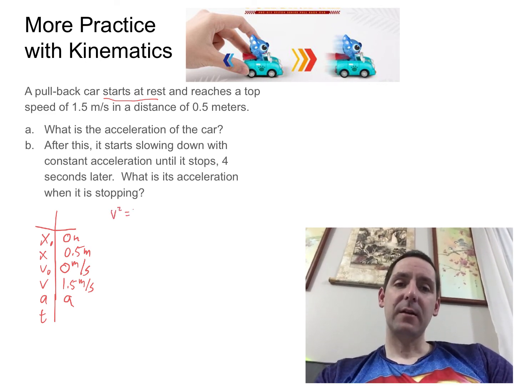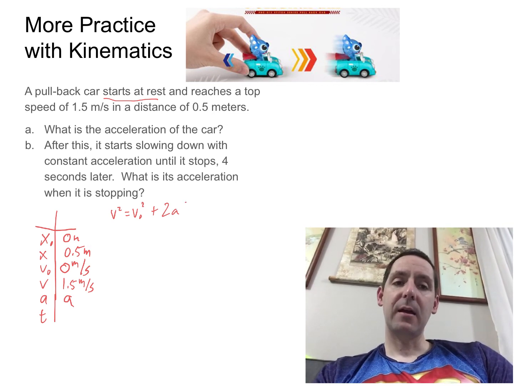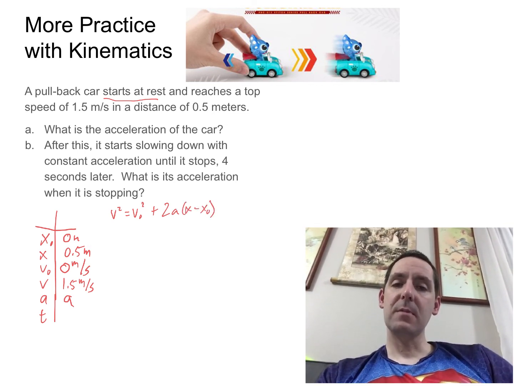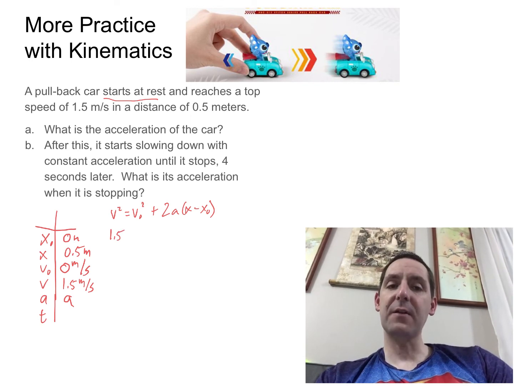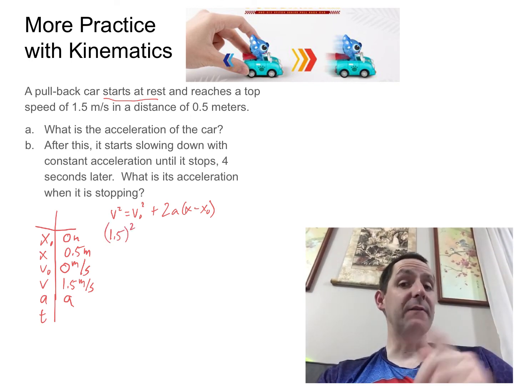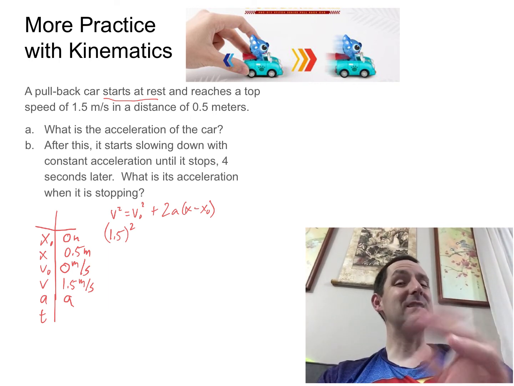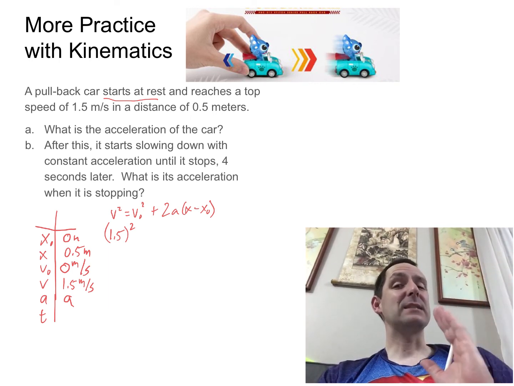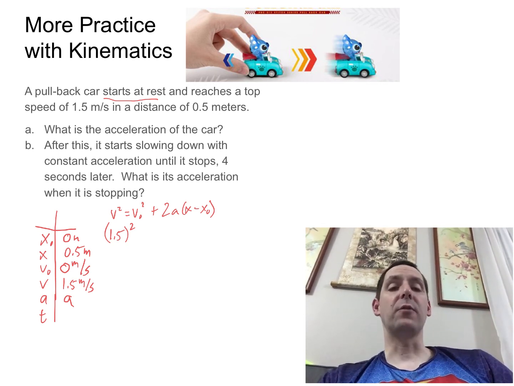V squared equals V naught squared plus 2a(x minus x naught). Okay? So we should be able to calculate that just fine. We can put in our final speed there, final velocity, which is 1.5. You'll notice I keep saying speed or velocity. Remember, when it's going in a straight line, if it's not changing directions or turning around, the instantaneous speed and instantaneous velocity are the same, except velocity would have a direction, in the positive direction going forward.